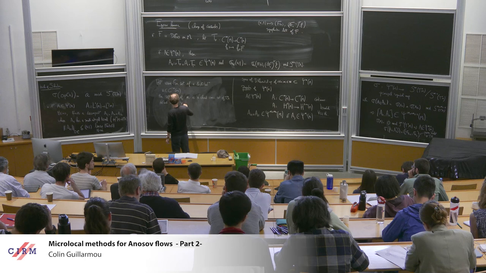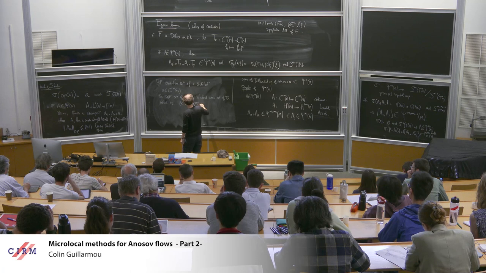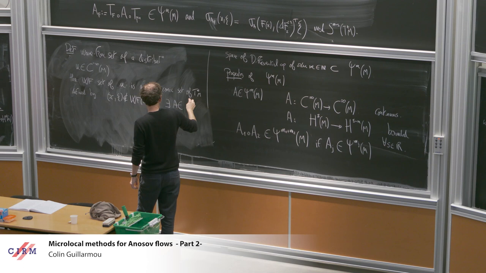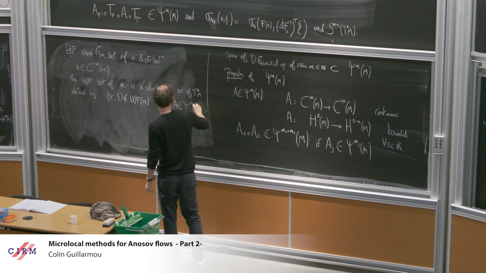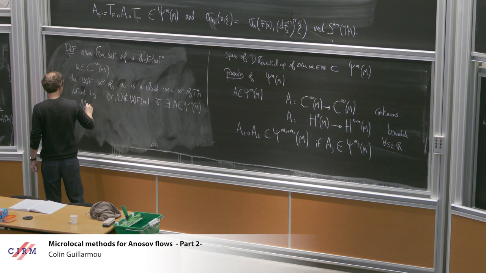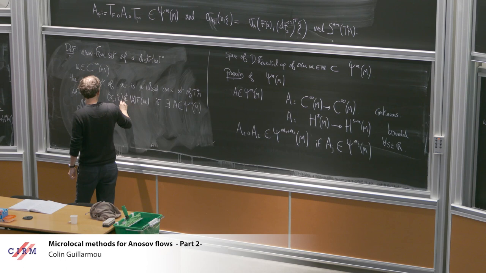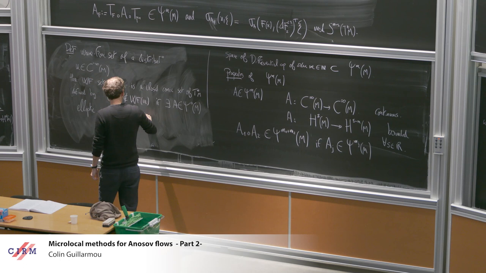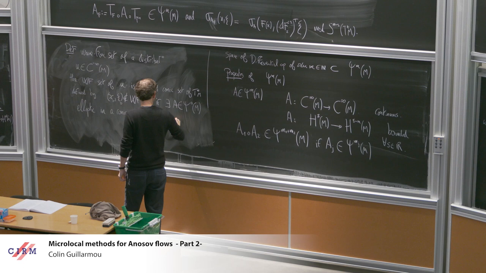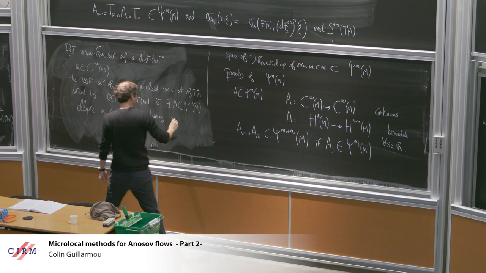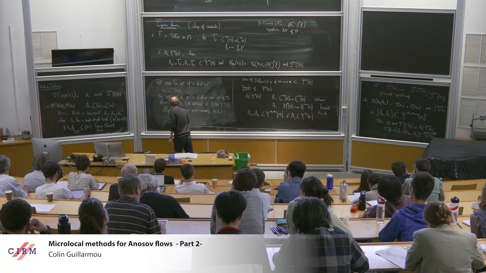So we say that (x0, ξ0) is not in the wavefront set of u if there exists an A in Ψ^0, and it works also with Ψ^m actually, which is elliptic in a conic open set containing (x0, ξ0) such that Au is smooth.